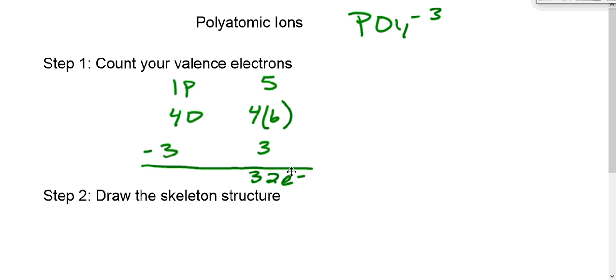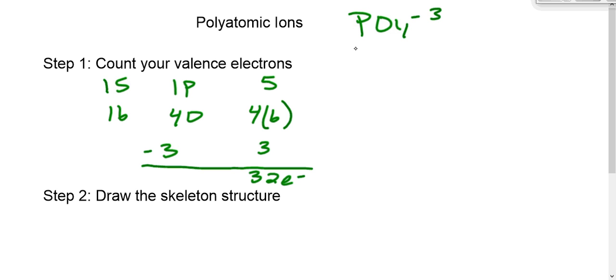So remember, what we're doing is we're counting the dots. Again, phosphorus is a group 15 element, so 5 dots. 16 element for oxygen, so 6 dots. So we have 32 electrons total. So that's step one. Step two, draw the skeleton structure.